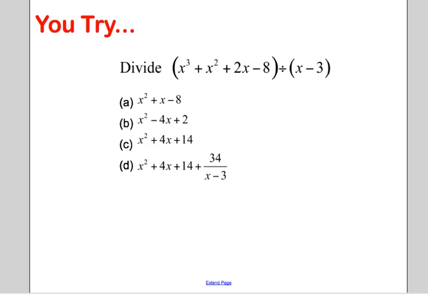All right, so here's one for you to try. You're just going to divide right now. You don't have to solve this equation. So I want you to use synthetic division here, and I want you to bring this to class tomorrow.